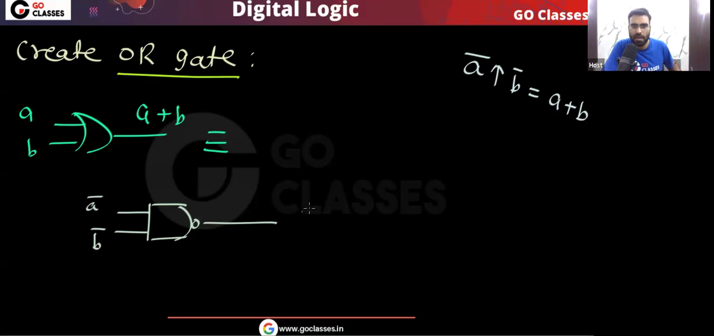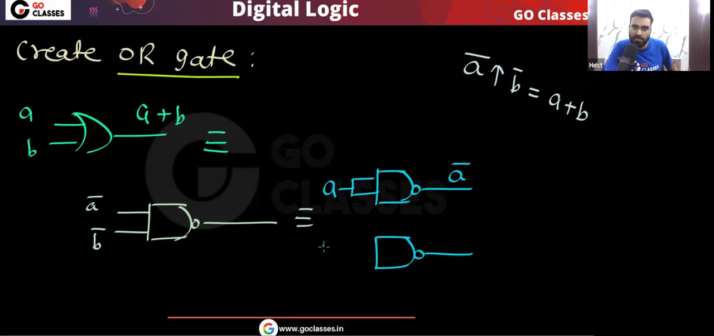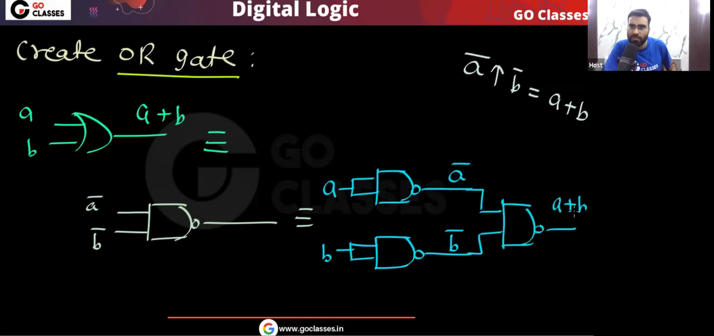Now remember, I can create this A bar using NAND very easily. This is how you can create A bar. This will give you A bar. And similarly, I can create B bar. This will give you B bar. And finally, I can use another NAND gate, and this will give me A or B. Is this clear? So tell me, to create OR gate, how many NAND gates do I need? I need 3 NAND gates.